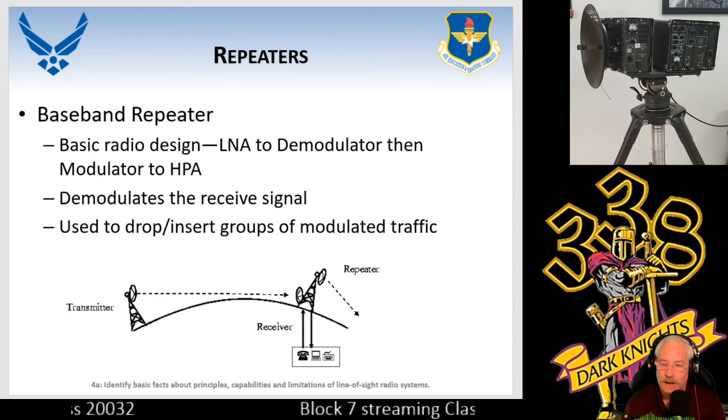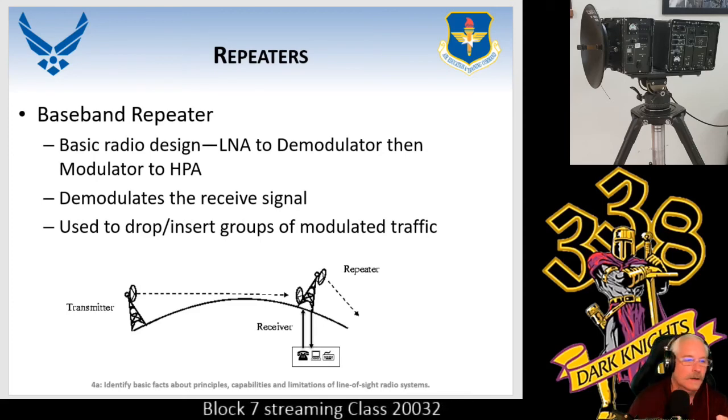And we've done it in the past when we had all the equipment available to us. Normally it was done on nights because during days you couldn't get all the equipment. Again, it's a baseband repeater.